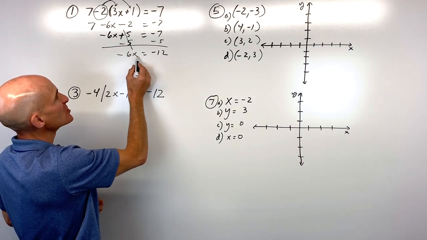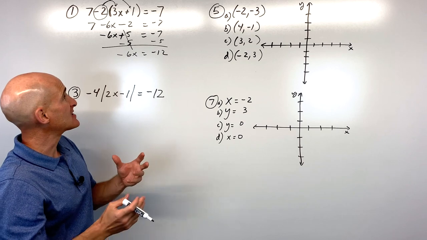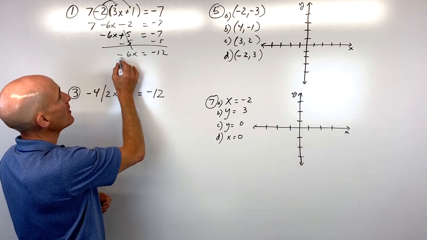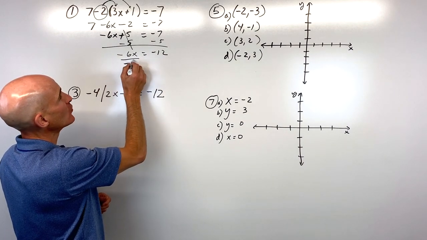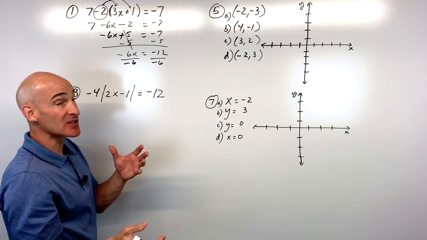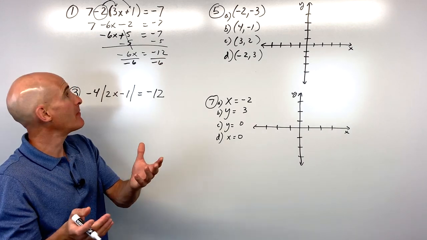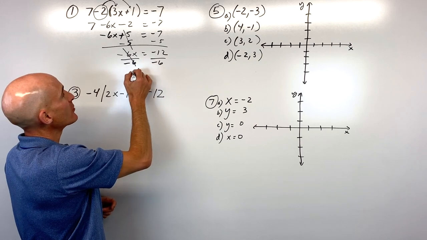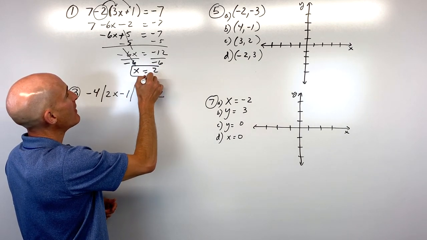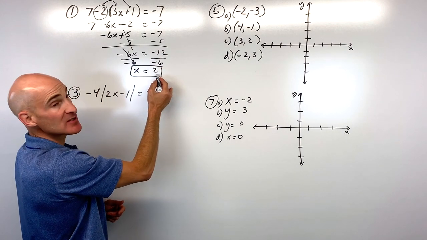And the last step is we just want to get that variable x by itself. So the opposite of multiplying by negative 6 would be to divide both sides by negative 6. You want to make sure you do it to both sides to keep it balanced. These are going to cancel one another out, and we get x equals positive 2, because a negative divided by a negative is a positive.